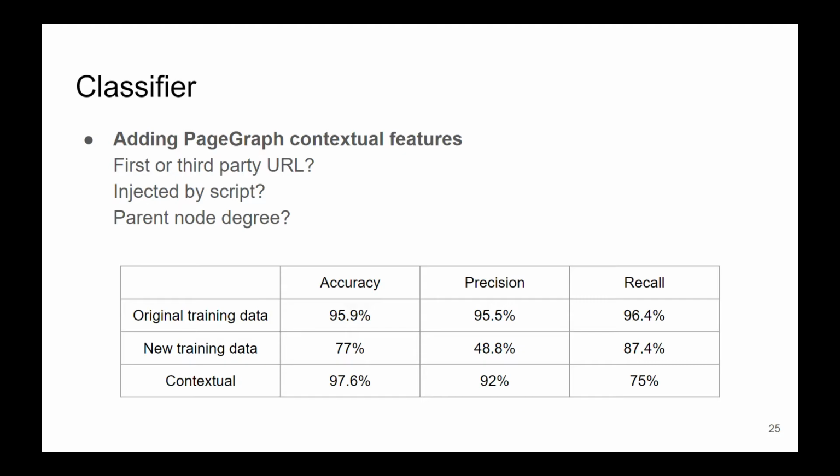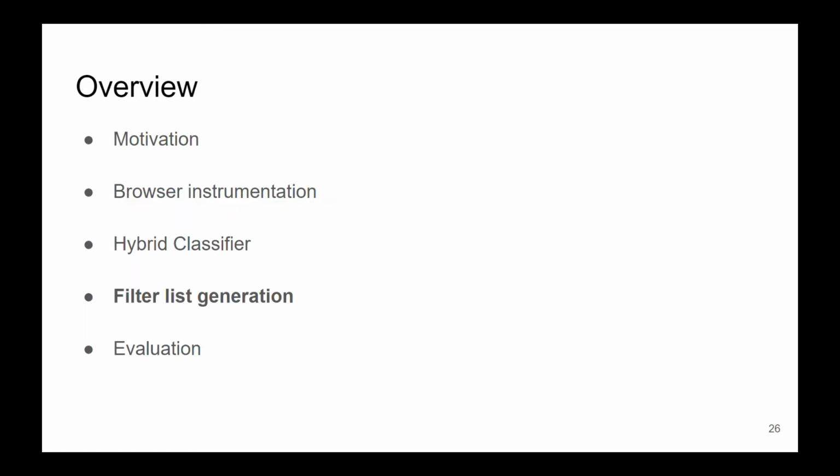And as we can see, the recall dropped to 75%, but both accuracy and precision went back up. So we had a classifier that we were reasonably happy with. So that concludes the hybrid classifier part, and I will now talk about how PageGraph and the hybrid classifier can be used to generate filter lists.